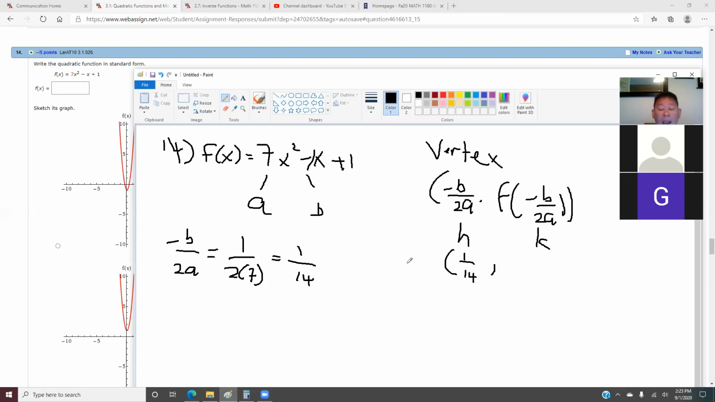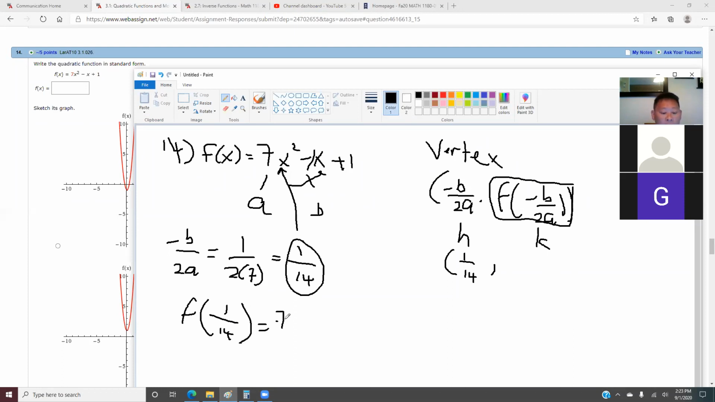Now my k. How do you find my k? I plug this 1 over 14 into my x. That is the meaning of this. It looks icky. It means that whatever you found here, you plug inside your x. So what we have in this case is f of 1 over 14, which is 7 times 1 over 14 squared minus 1 over 14 plus 1. And you can use your calculator here to do this work.